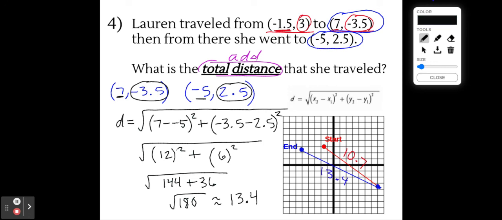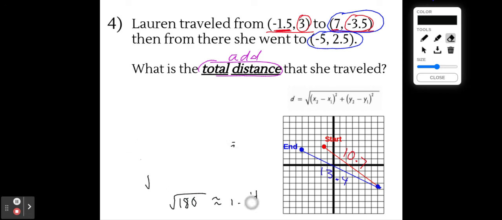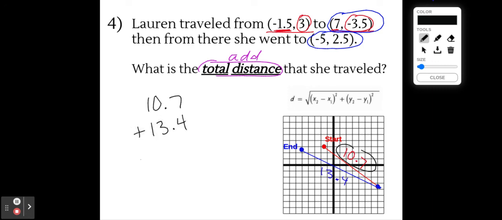Now, erasing my work here, I want to find the total distance. So I'm going to have to add those two distances together to figure out how far total Lauren traveled. So I've got 10.7, and that was right here. And then I've got 13.4, a little bit longer distance, that was right there. And then when I add them together, you end up with 24.1 units. And that was the total distance that Lauren traveled.